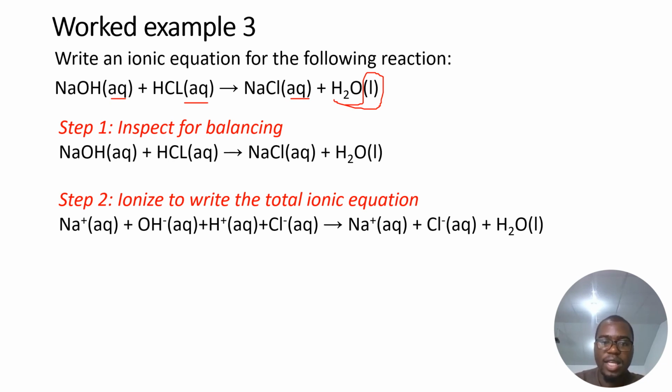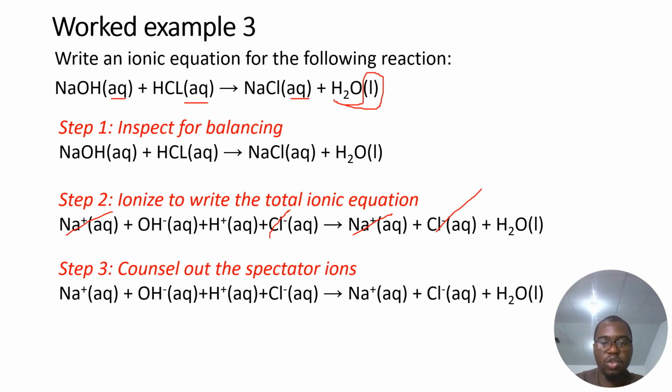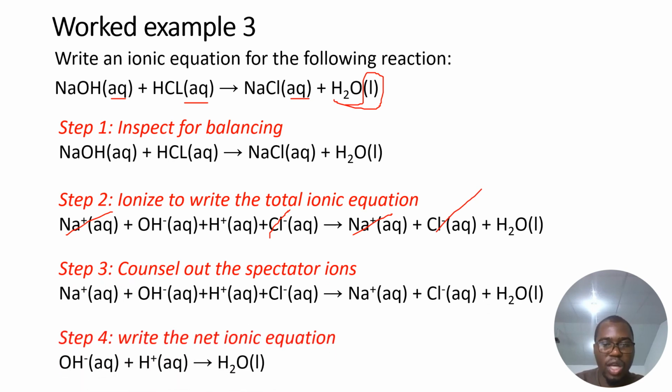So after that, then we look out for those that are the same. So we can see Na plus here, we also have Na plus here. I can see we have Cl minus, also Cl minus here. And when we cancel those out, what we're going to remain with is OH minus plus H plus, and this will give us the H2O, which has remained here, of which this net ionic equation also makes sense.